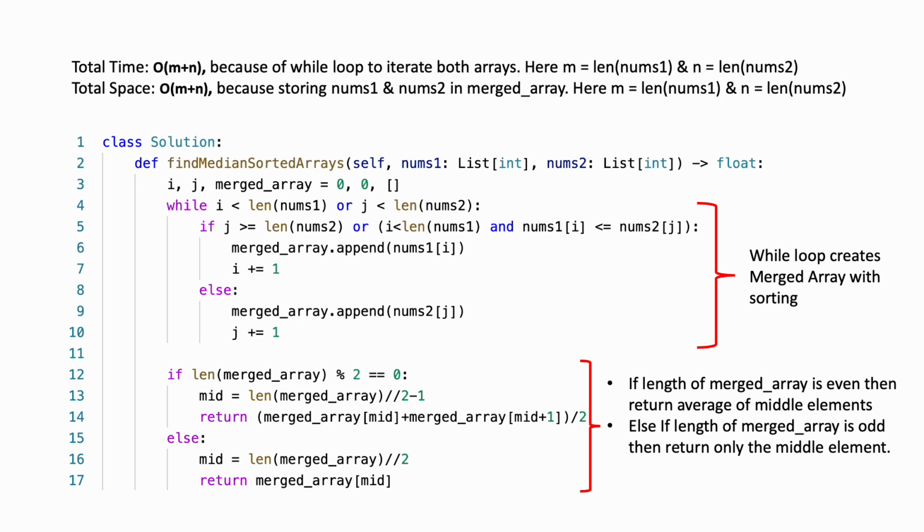Let's do a time complexity and space complexity analysis of our code. The time complexity would be O of m plus n because of the while loop to iterate both the arrays. Here m is the length of nums1 and n is the length of nums2. The space complexity is O of m plus n because of storing nums1 and nums2 elements in the merged array.